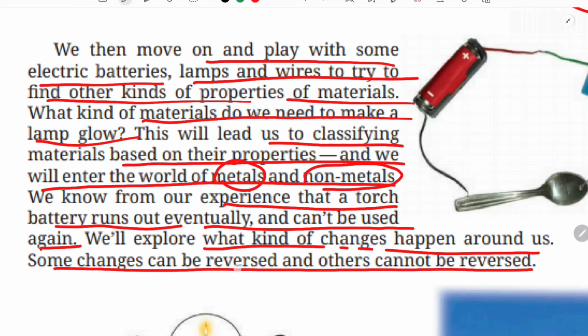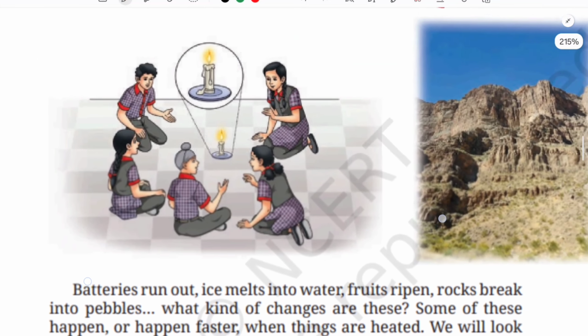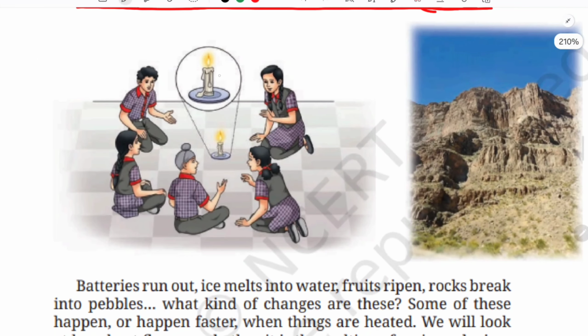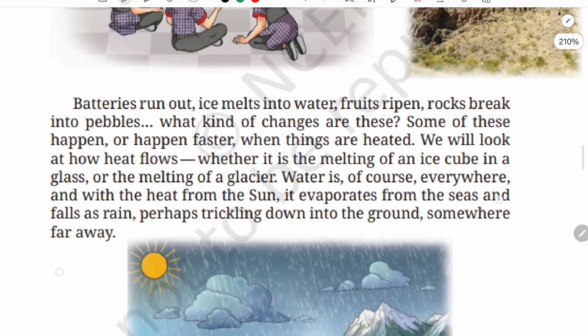So we are going to learn about reversible and irreversible changes also, changes which can be done and which can be undone. Like for example, here see, they are doing an experiment, isn't it? This candle is lighting. As the candle is lighting, what happens? Once the candle has fully burned, there will be no more candle. That means you cannot reverse it again. You cannot bring the candle back to life again.